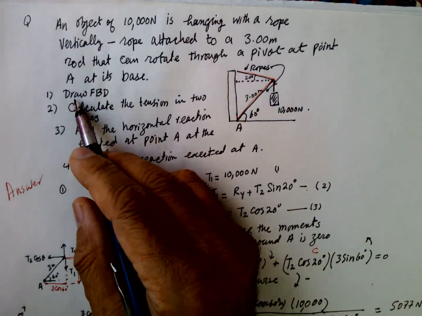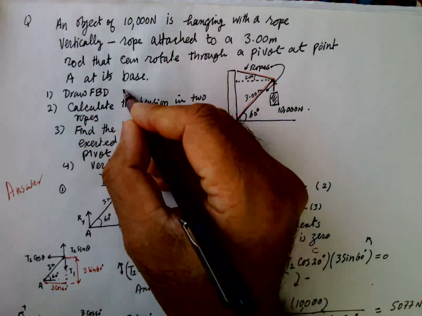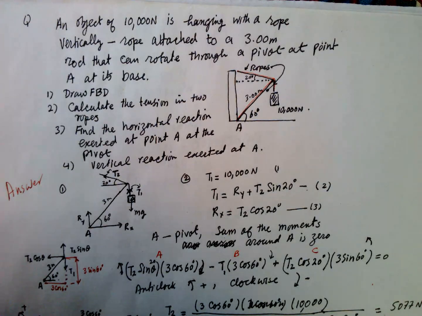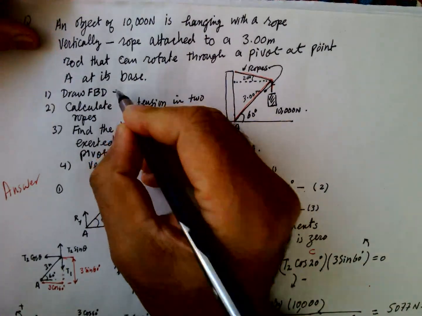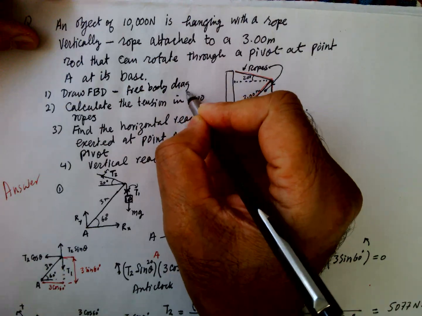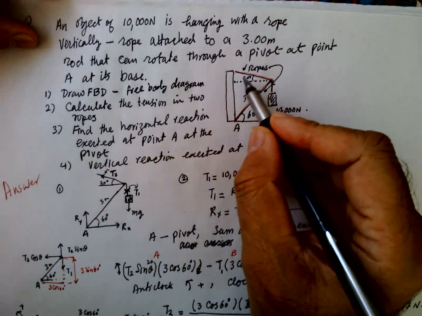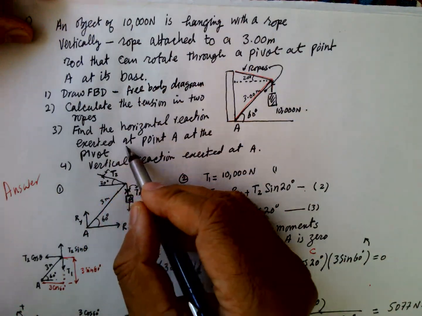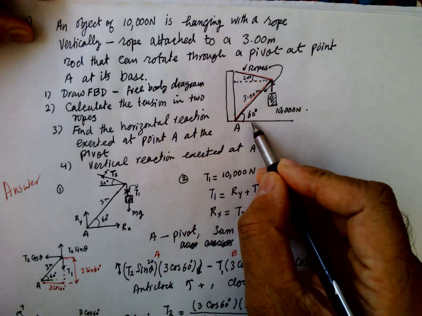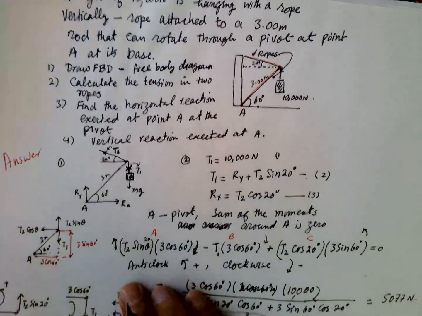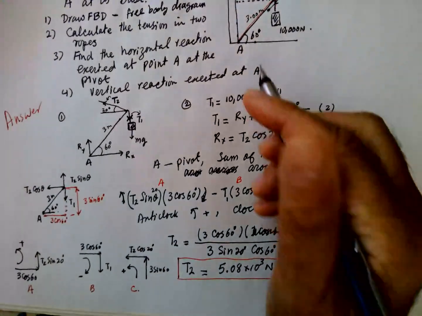So question one, draw a free body diagram. Number two is calculate the tension in the rope, and find the horizontal reaction force exerted at the point A. So the reaction force from here, and a vertical reaction at A.